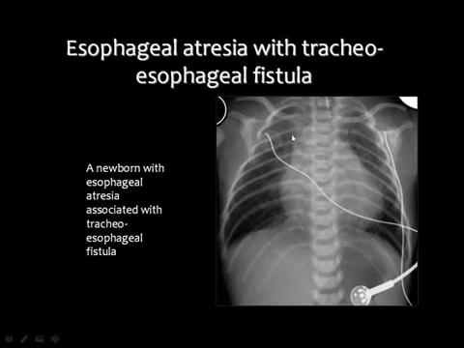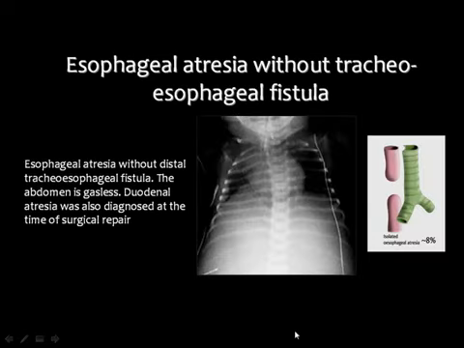Then in this example, you can see that the nasogastric tube is stopping here in the upper part of the esophagus. Looking inside the abdomen, you can see air in the stomach. Then you know that this is esophageal atresia with tracheoesophageal fistula, which is the source of this air in the gastrointestinal tract.